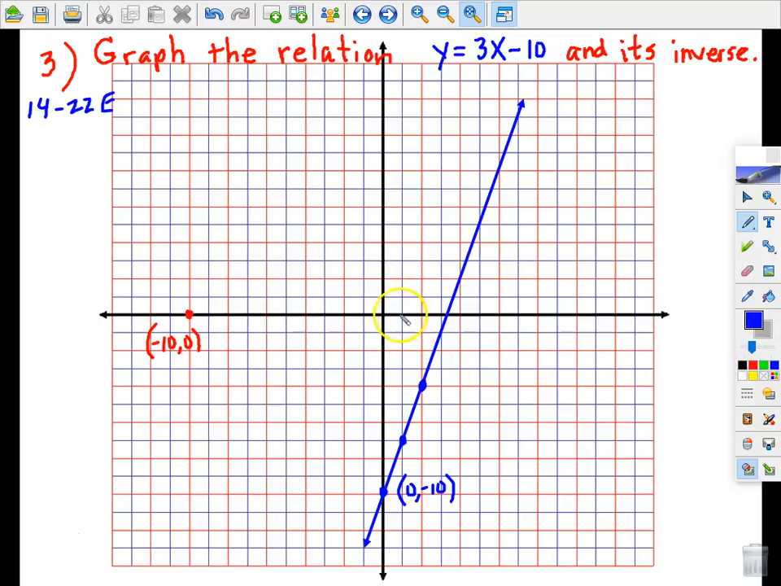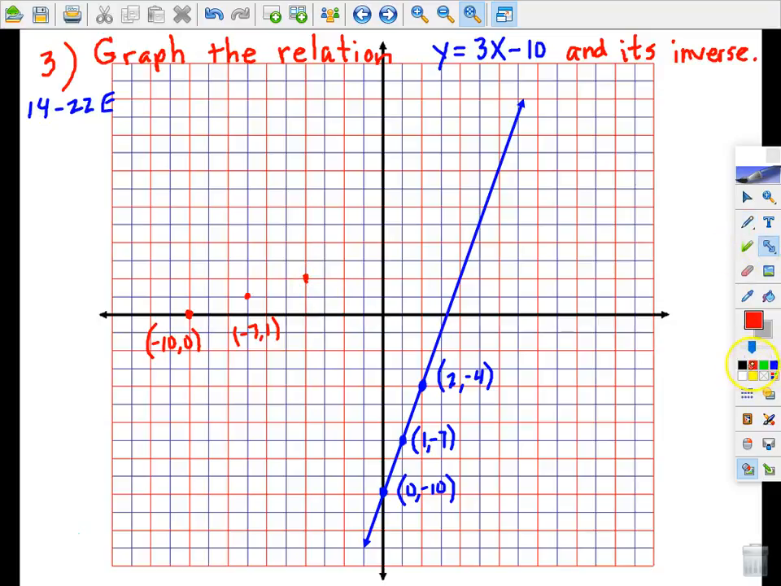On the blue graph, we have the point 1, negative 7. So that means to graph the inverse, I'm just going to switch places with those, and I'm going to do negative 7, 1. Okay, let's try one more. Here I notice the point 2, negative 4. And so for my inverse, I'm just going to switch places with those coordinates and do negative 4, 2.